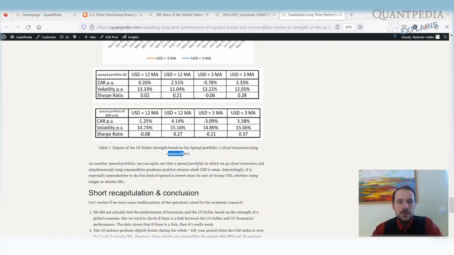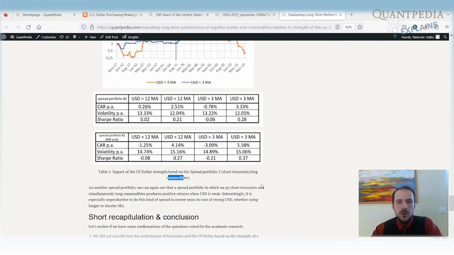So when we build a spread portfolio where we go long commodities and short treasuries, there is really significant spread performance. When the US dollar is weak, there is very strong performance in this spread portfolio, and when the US dollar is strong, there is significantly negative performance. So when we combine the US treasuries and commodities into one spread portfolio and use the US dollar as a market timing signal, there's really interesting predictive power.